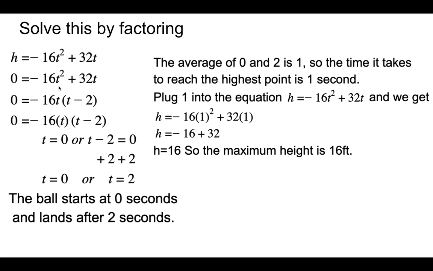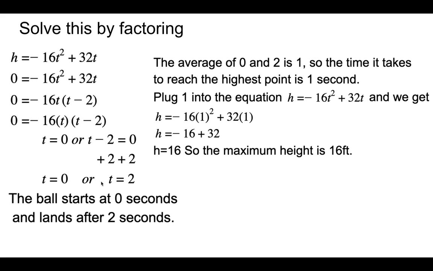Looks like -16t I can factor out of both of these terms. So I factor out a -16t. That leaves me with a t for this term and a -2 for this term. So I get t minus 2 here. And now when I solve this, we have 3 factors. We've got -16 times t times t minus 2. And in order for those factors multiplied to equal 0, either the t must be 0 or the t minus 2 must equal 0.